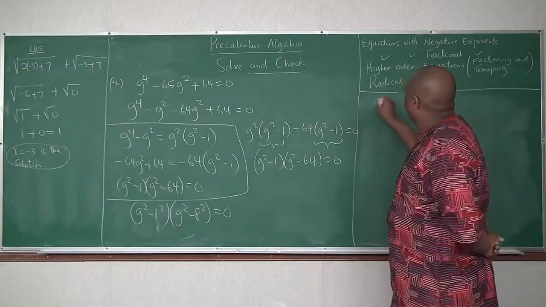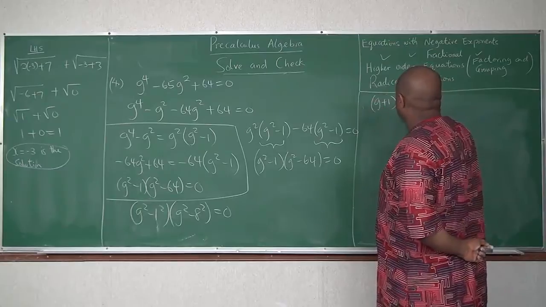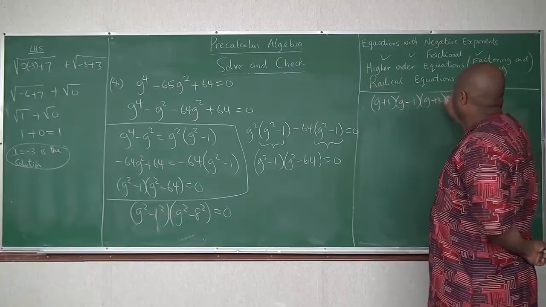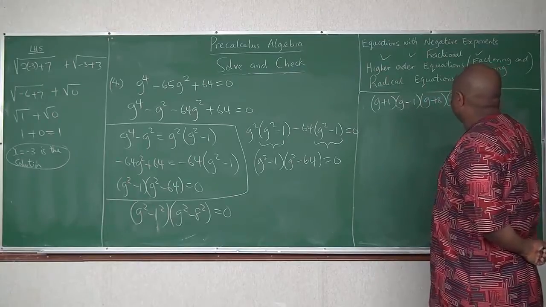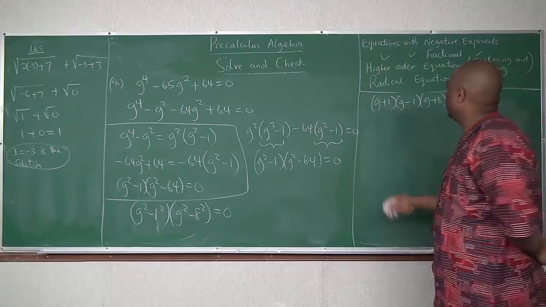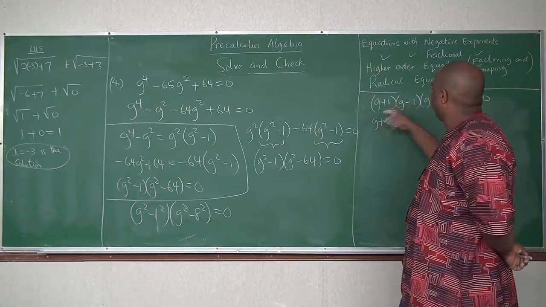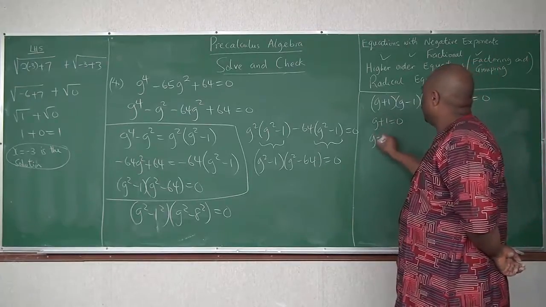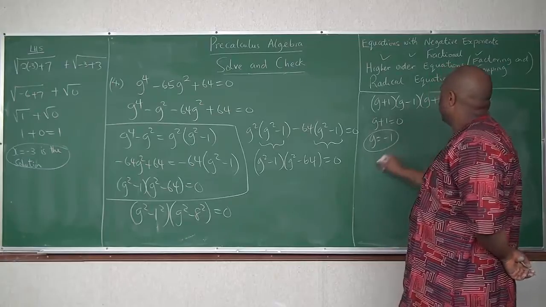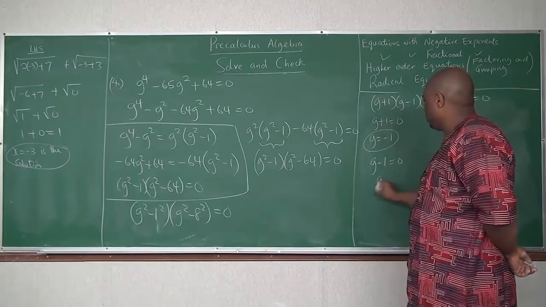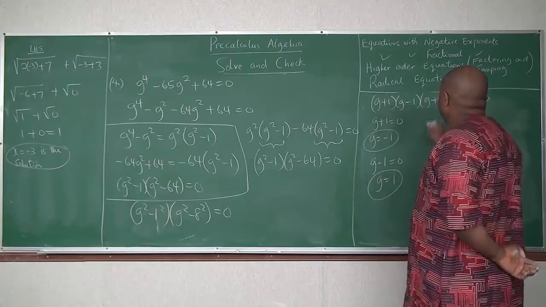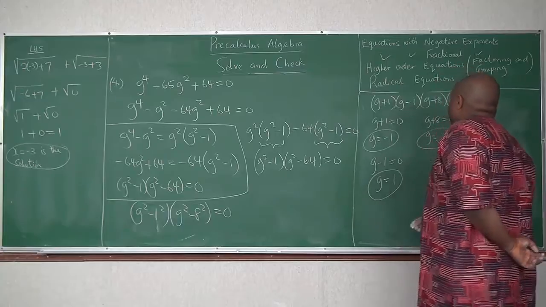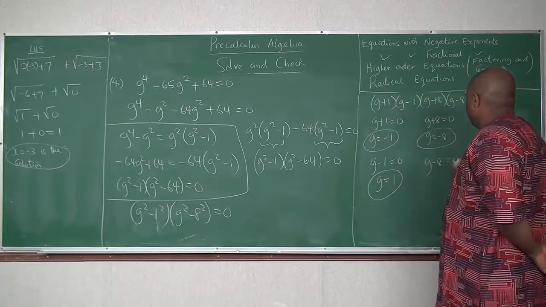We now have g plus 1 factoring by difference of two squares: g plus 1 times g minus 1, g plus 8, g minus 8 is equal to 0. So g plus 1, you do the zero product property. G plus 1 is 0, g will be negative 1. G minus 1 is 0, g will be 1. G plus 8 is 0, g will be negative 8. G minus 8 is 0, g will be 8.